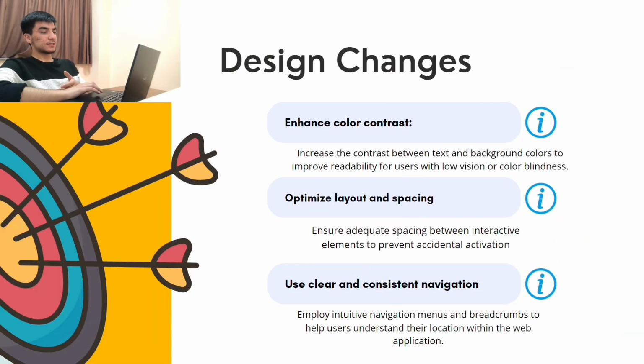Secondly, there are design changes. Design changes play a crucial role in improving accessibility. By enhancing color contrast, optimizing layout and spacing, and employing clear and consistent navigation, we can create web interfaces that are easier to perceive and navigate for individuals with various disabilities. These design changes can not only improve readability and usability, but also promote a more intuitive and user-friendly experience for all users regardless of their abilities.